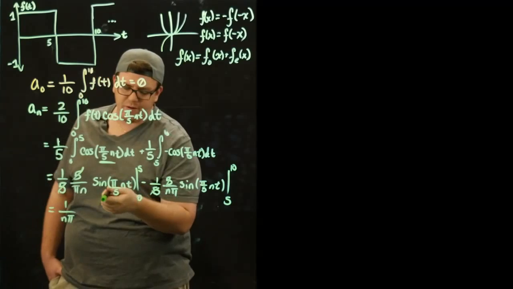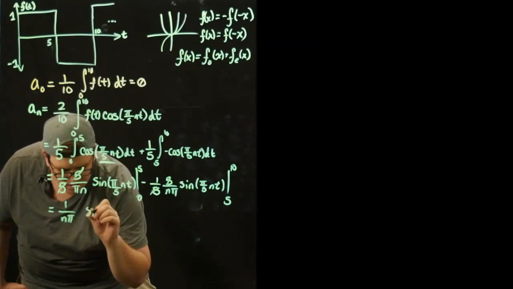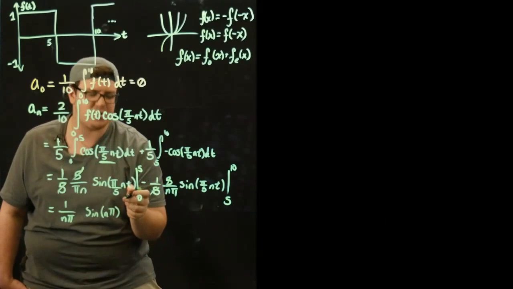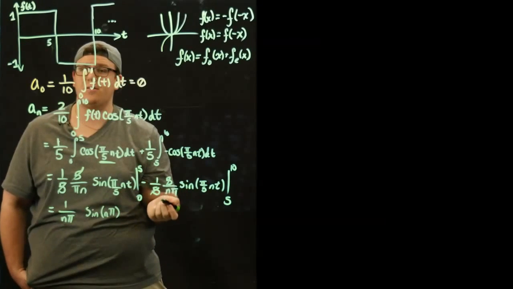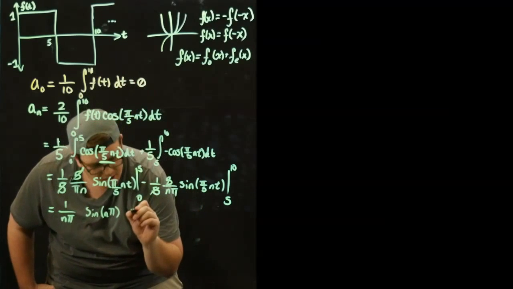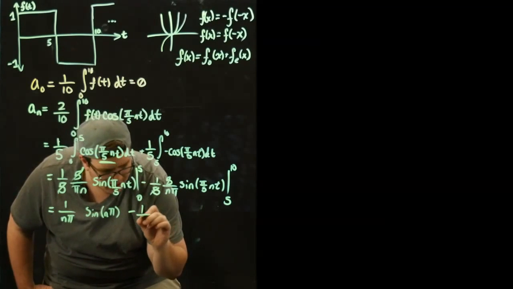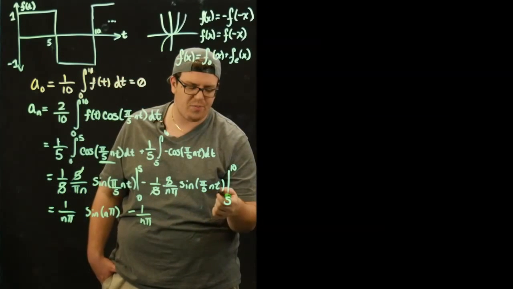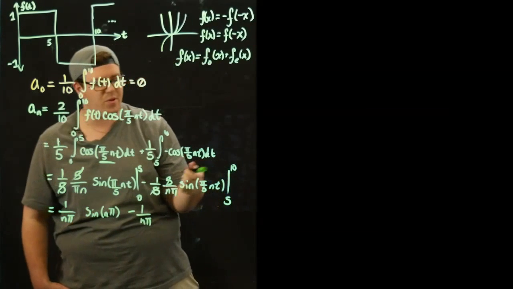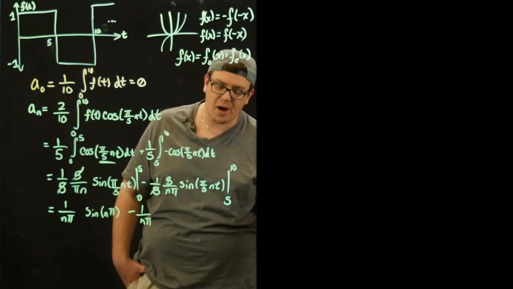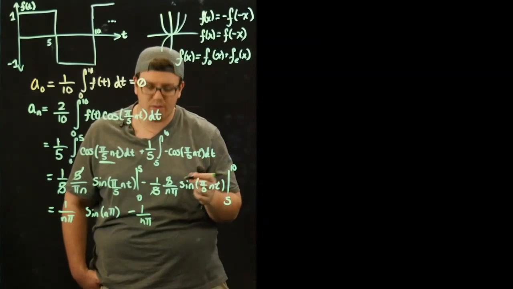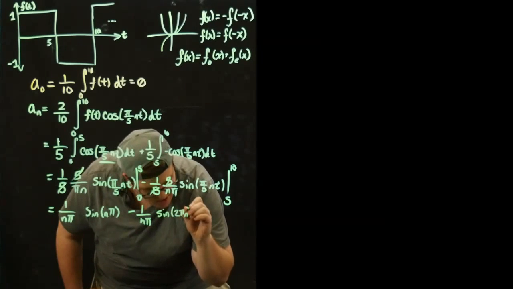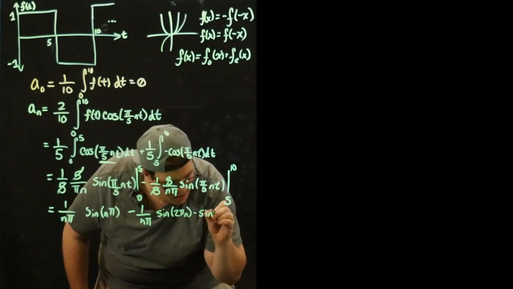If we plug in 5 to the first term, we get sine of n pi, and if we subtract off 0, we get sine of 0, which is 0, so we don't need to subtract anything off. Over here, we get a 1 over n pi. If we plug in 5, we get sine n pi, and if we plug in 10, we get sine 2 pi n. So we have sine 2 pi n minus sine pi n.